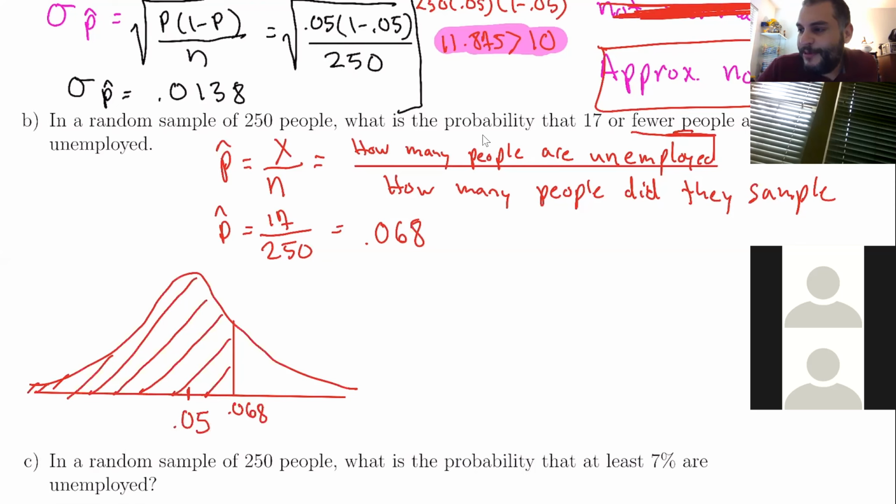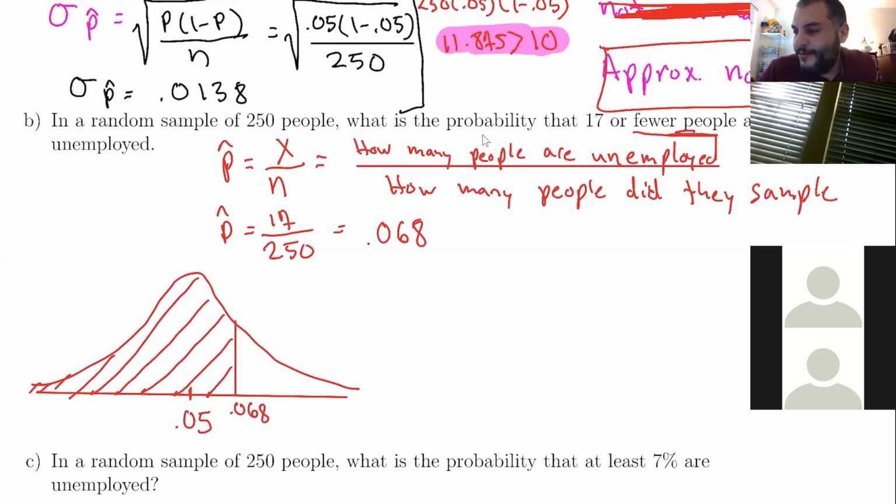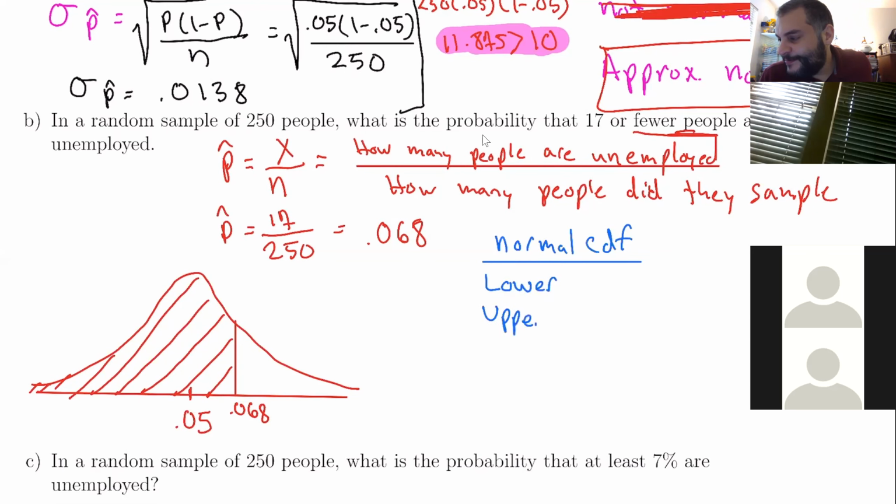All right, so next we're going to figure out what we're going to put for the normal CDF. I'm going to follow the order of normal CDF. It always wants the lower bound first, then the upper bound, then mu, and then sigma.